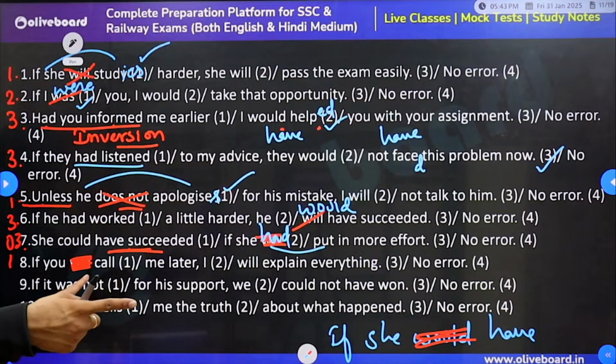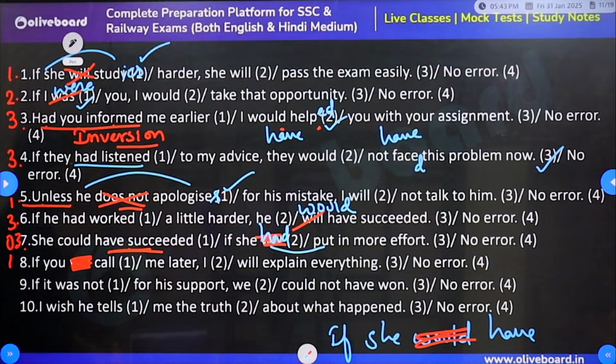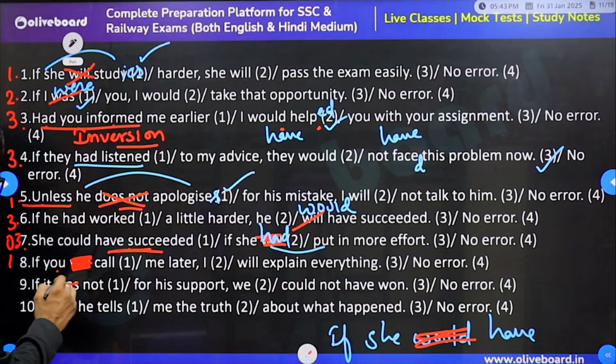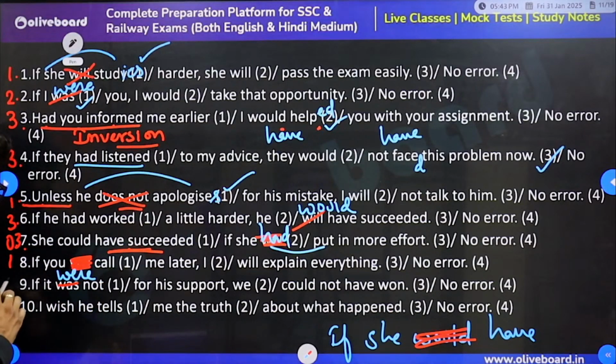Prerna, think about it this way. Is that okay? If not, say. If it was not for his support, next, ninth. If it wasn't for his support, we couldn't have won. Third conditional, the 0-1, no problem. Absolutely. If it was, no. If it were, the subjunctive mood, the second conditional.